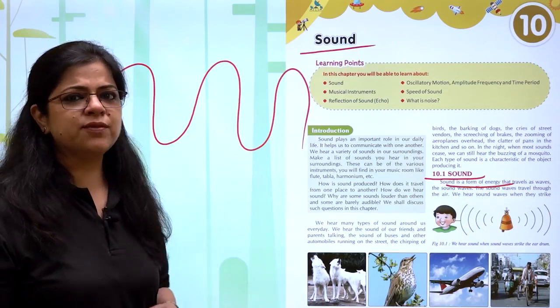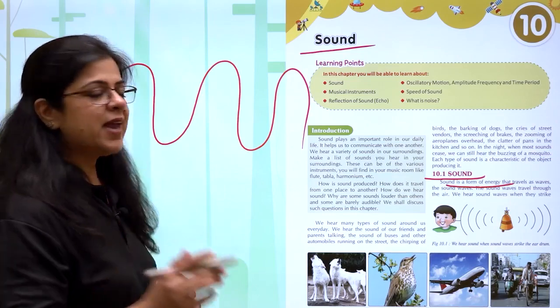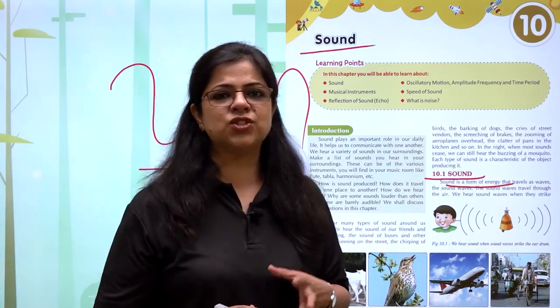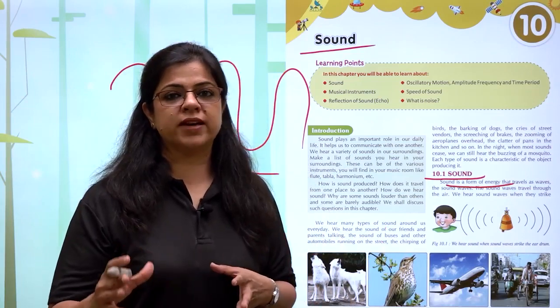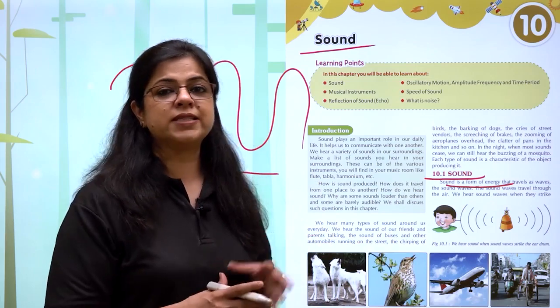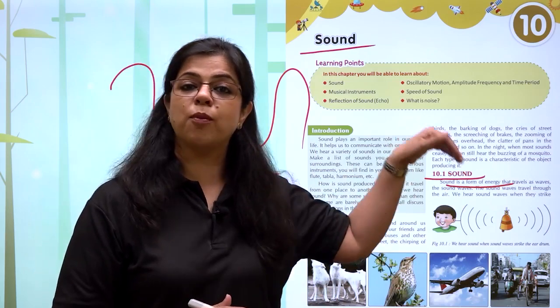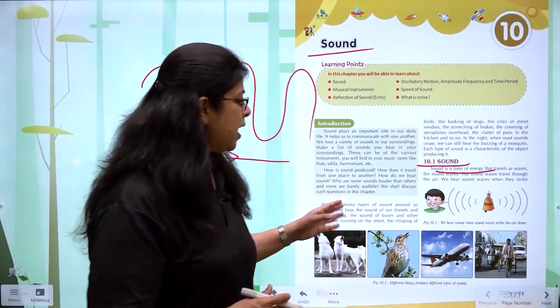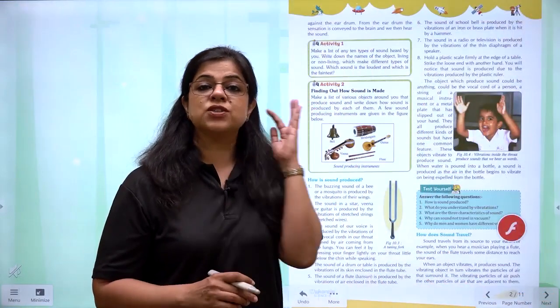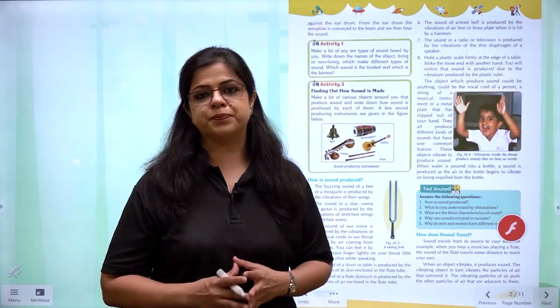How does light travel? I hope you remember it. Light travels in a straight line. And how does heat travel? Heat travels through convection, conduction, and radiation. So out of all these three, sound travels in the form of waves. Now we hear sound when these waves strike our eardrum.